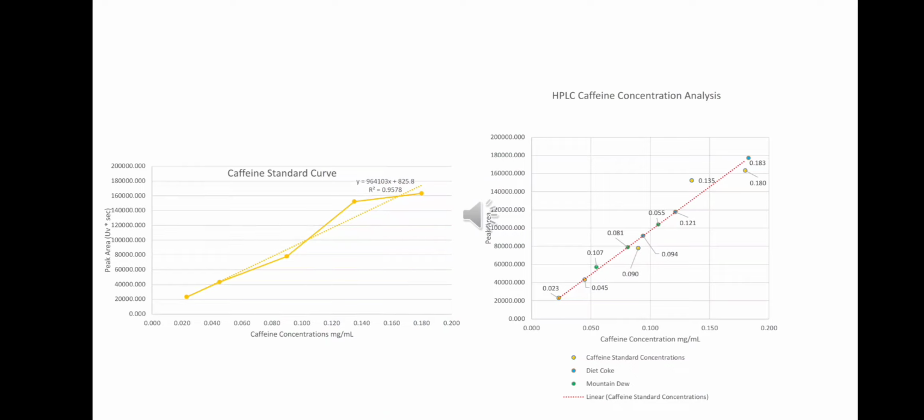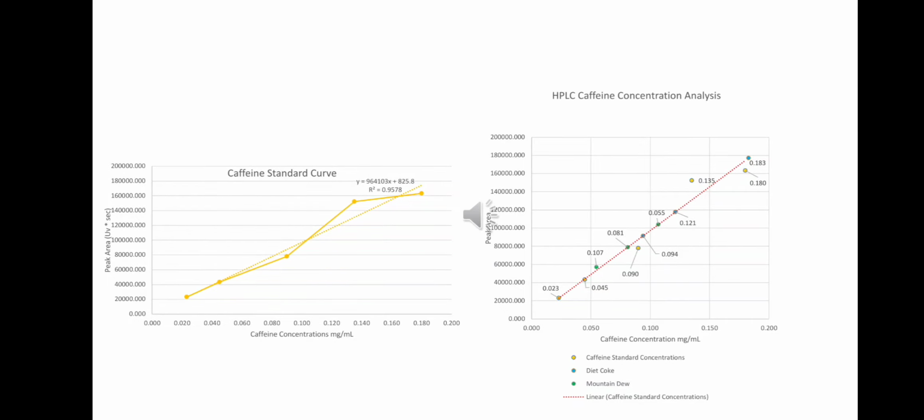After compiling and analyzing our data, we created a standard curve using the known concentrations of our caffeine standards. This standard curve was plotted in Excel, with the peak areas on the y-axis and the corresponding caffeine concentrations on the x-axis. This curve allowed us to establish a relationship between peak area and caffeine concentration.